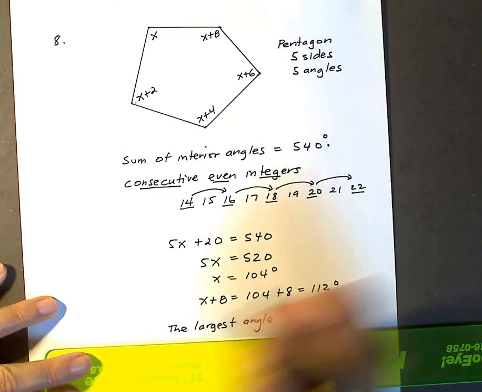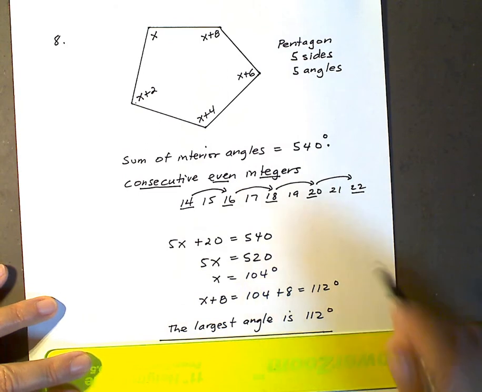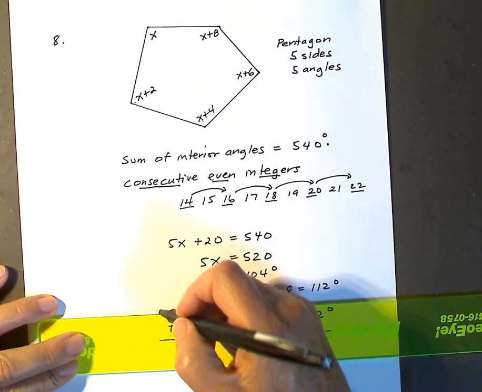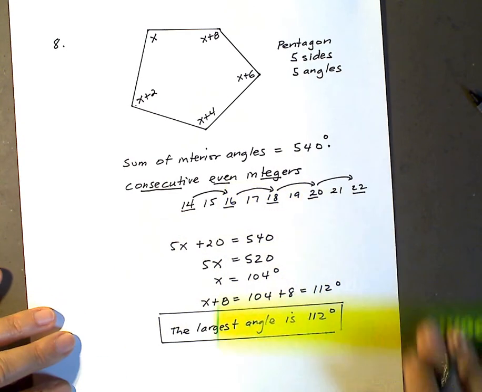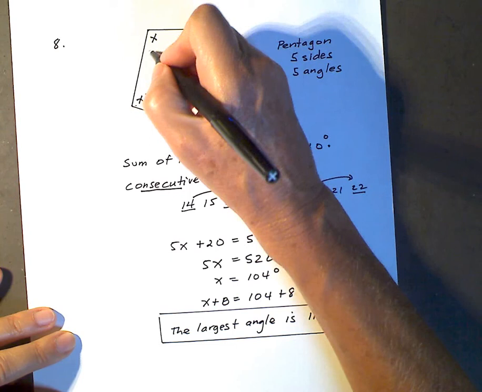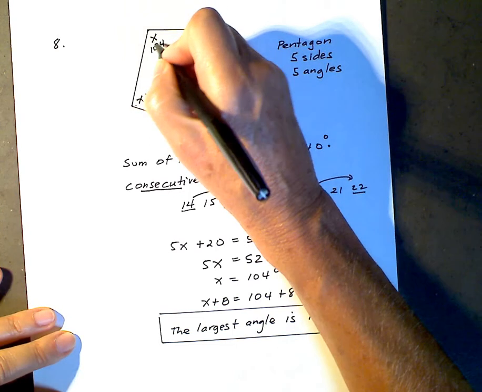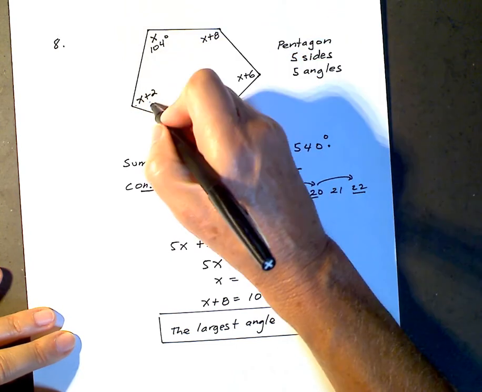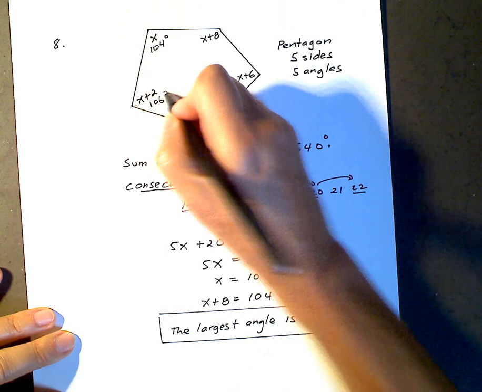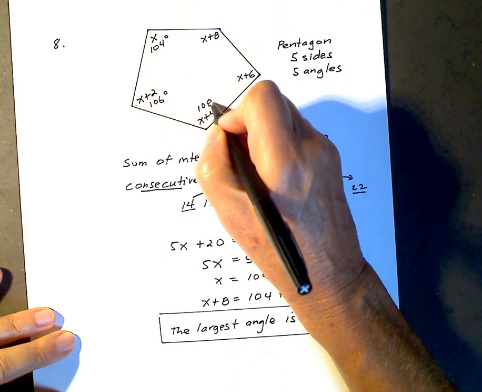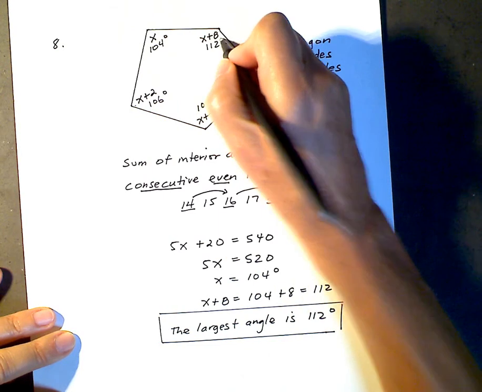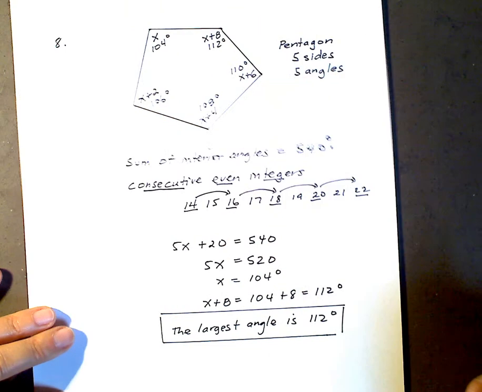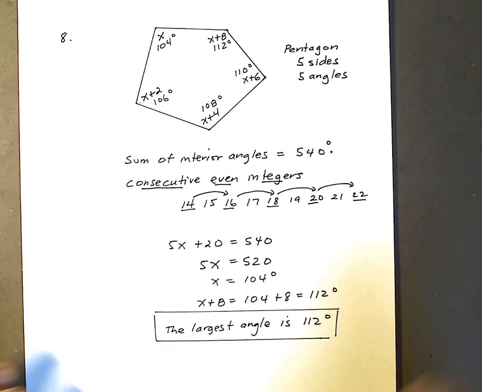And you should check that by filling in what each of the angle measures would be and adding them up. I will leave that to you, but this would be 104 degrees. This angle would be 106, 108, 110 degrees, and then the largest angle, 112 degrees. And when you do add those all up, it adds to 540 degrees. So that's it.